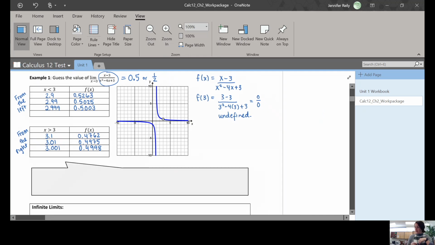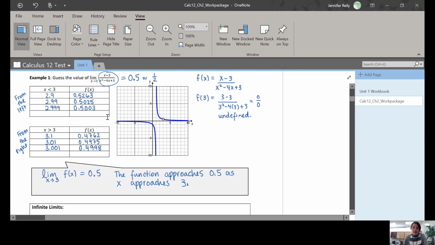In words under here, we're going to write this down. So we're going to say the limit as x goes to 3 of this function f of x equals 0.5. So in words, we'd say the function approaches, it's not equal to 0.5 because remember at 3 it's undefined, but it approaches 0.5 as x approaches 3.